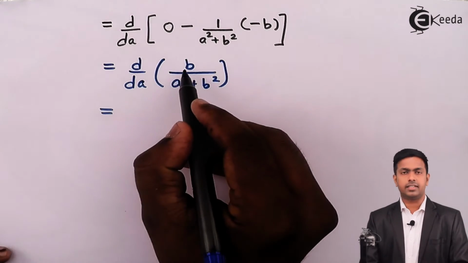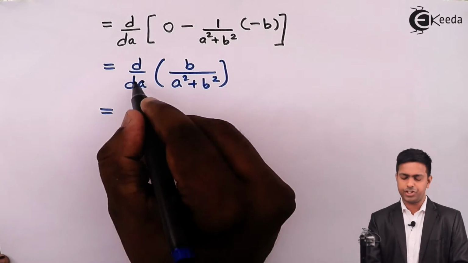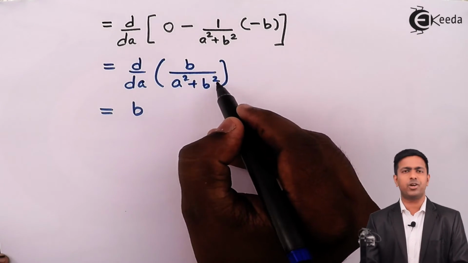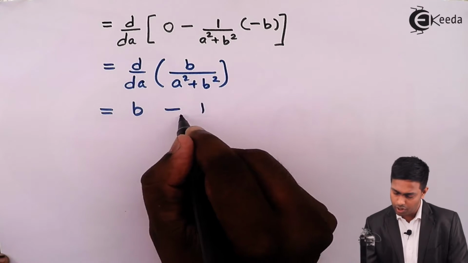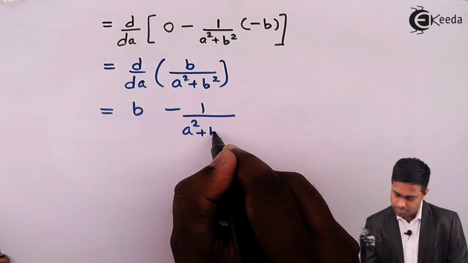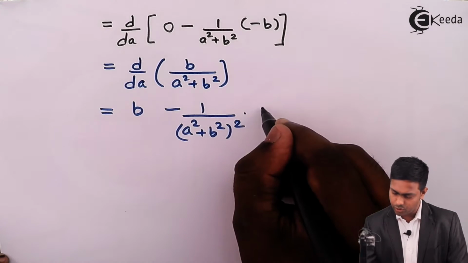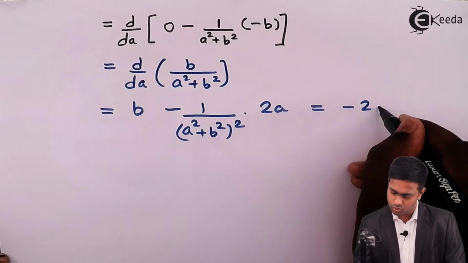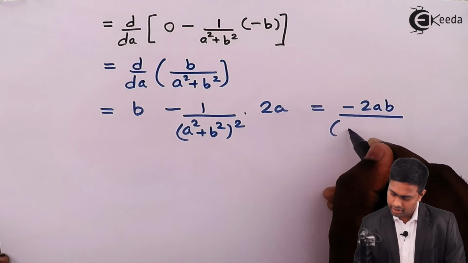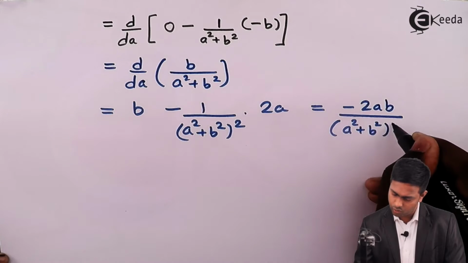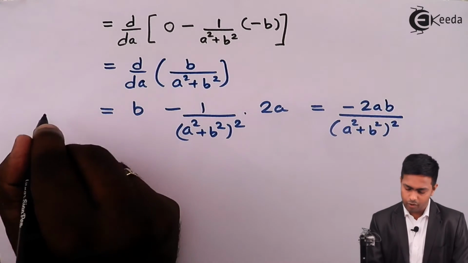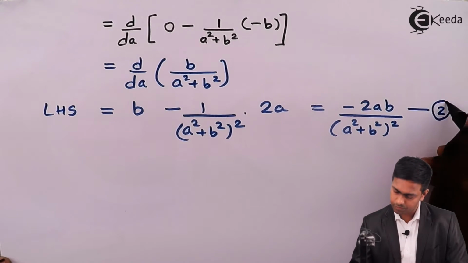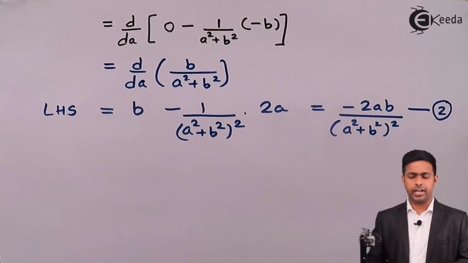Now let's take this b outside, because we are differentiating with respect to a, and the differentiation of 1 upon a square plus b square with respect to a is minus 1 upon a square plus b square the whole square into 2a, which is equivalent to minus 2ab upon a square plus b square the whole square. This is the value of LHS, and we'll call it equation number 2. So here I got the left hand side.